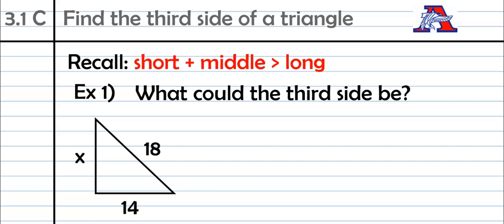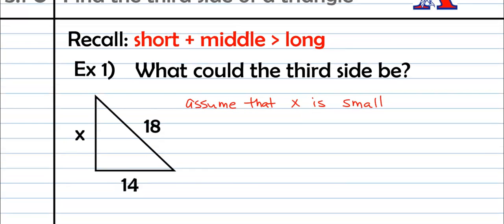I don't know. So I'm going to give you a strategy to use here, and that is to first assume that x is small. Assume that it's the smallest side. And then once you're done with that, go ahead and assume that x is the biggest side. Because we don't know. Nothing tells us. So we kind of need to check both of them.